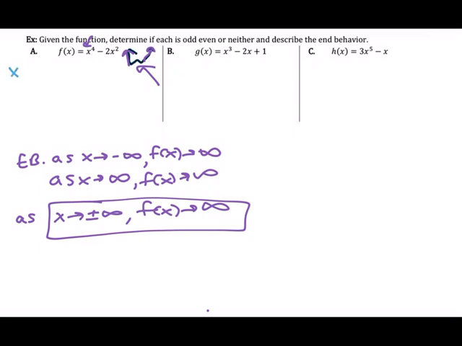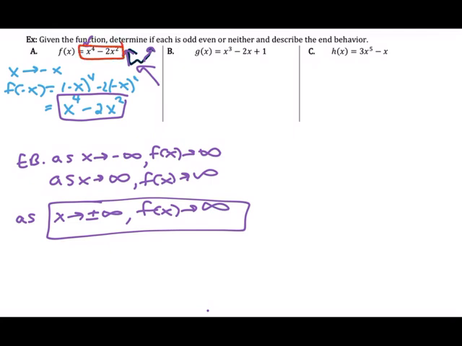So how do we check that? What we're saying is that x is becoming negative x. So f of negative x would be negative x to the 4th minus 2 times negative x squared. Now, if I have negative x to the 4th power, it doesn't really matter what's happening on the inside. Something to the 4th power is going to be positive. Minus 2 times negative x squared, again, is going to be positive. So what I need to do is compare this with my original function. And I need to ask myself, are they exactly the same?